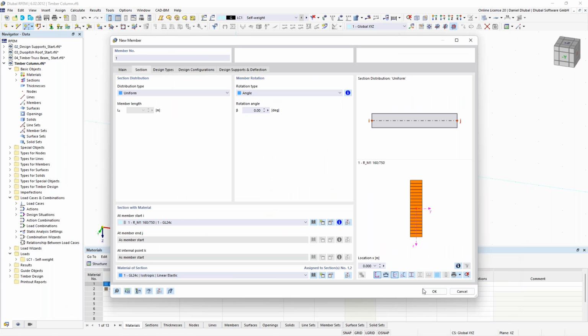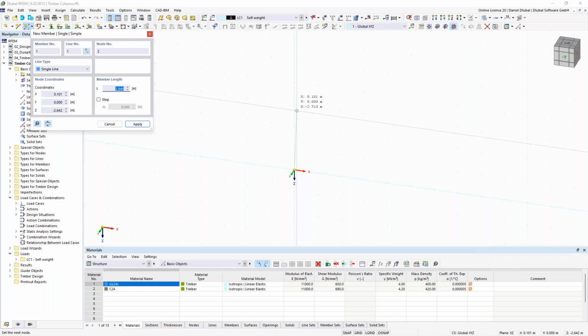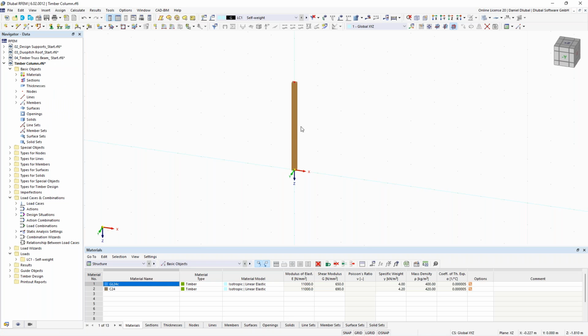And I will now draw the column 4 meters along the global z-axis, but in the opposite z direction, because I want to have this column 4 meters high. So I enter here the value of 4 meters. And this is almost everything. Now I can change the work plane again to the Y and X plane.